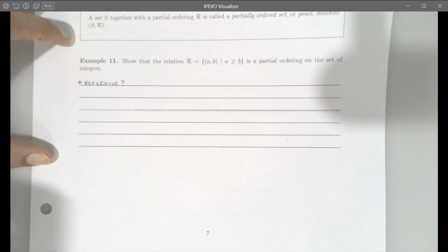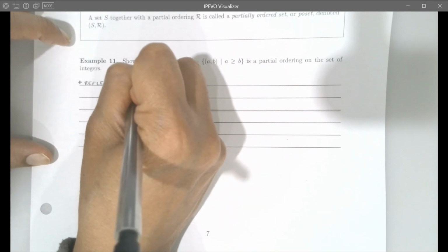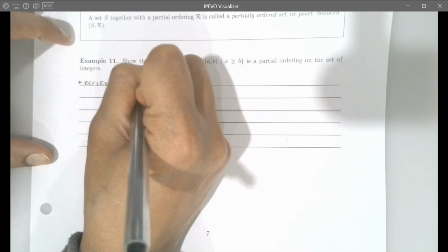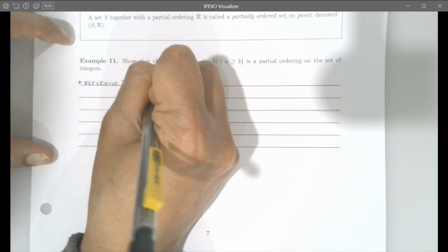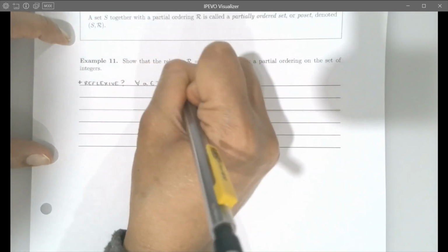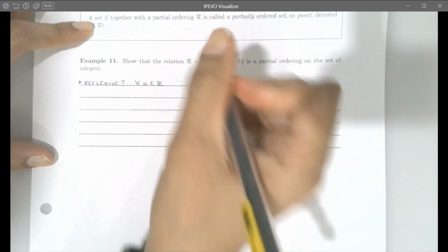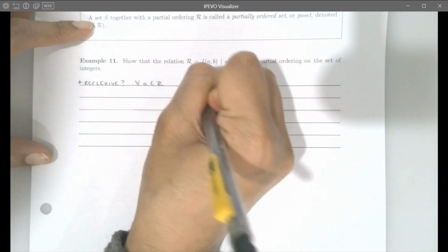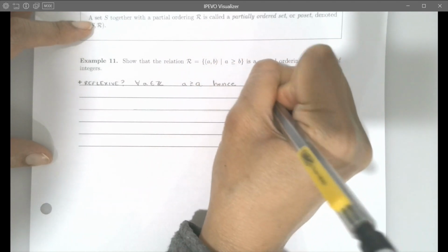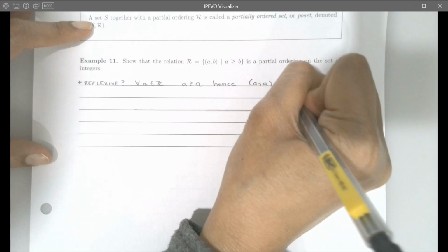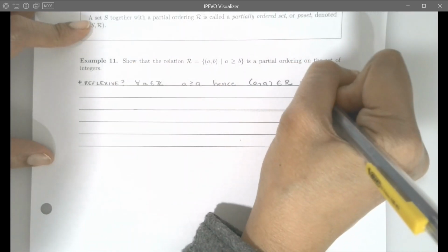So first, let's check for reflexive. We're going to take any integer, because this is over the set of integers. So for any integer a, a is greater than or equal to itself. Hence, we are going to have that (a, a) will be part of the relation. So that means that it is reflexive.